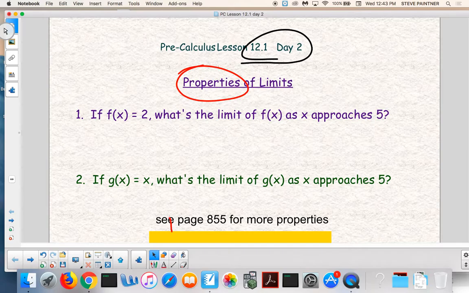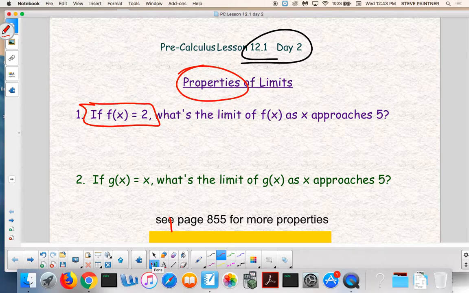Here's a property right here. This one says, if your function happens to equal a number like 2, well, you have to understand, that is a graph. That really says y equals 2. What does y equals 2 look like as a graph? A horizontal line. Is it horizontal? Yeah. Okay, good. It is. So, Davidson, you are correct.